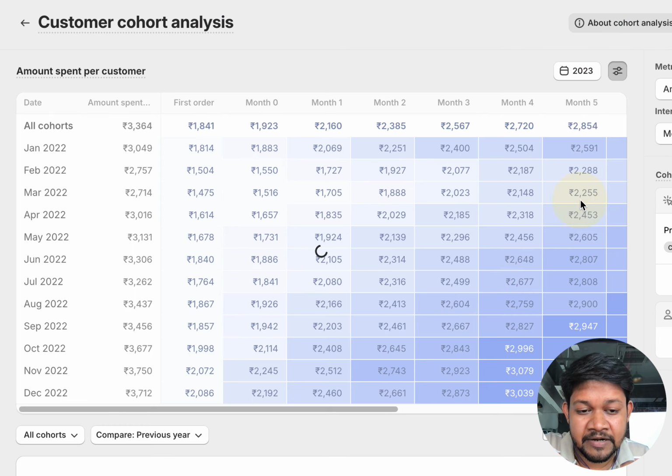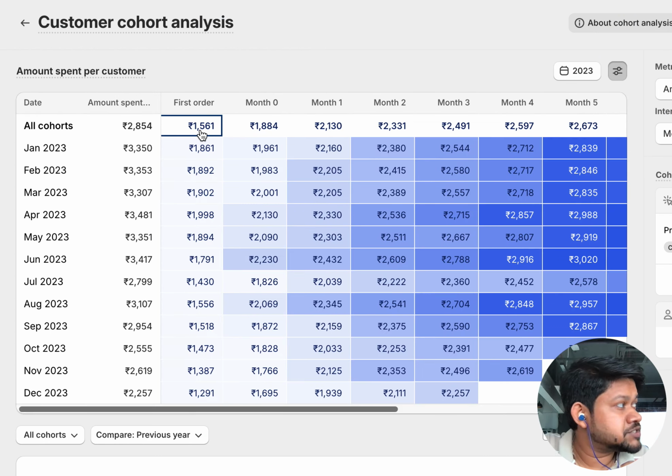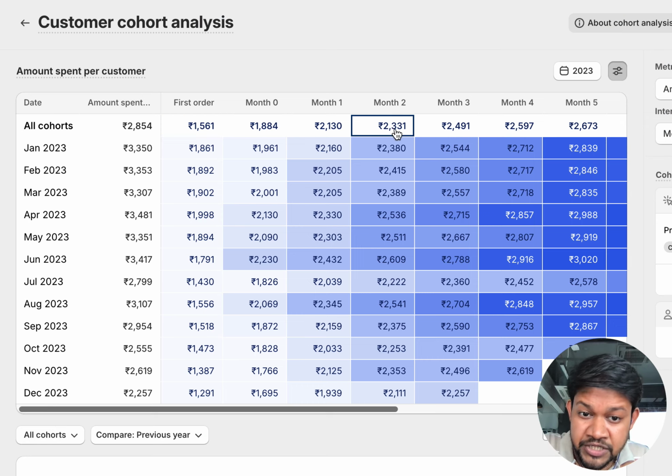So let's see what happened in 2023. Our first order value has reduced, of course, to accommodate the scale. But from 1561 we have jumped to 2331. Basically that's about an 800 rupee jump, about a 50% jump. So clearly, this is my winning product. I have shown you the value for a winning product.